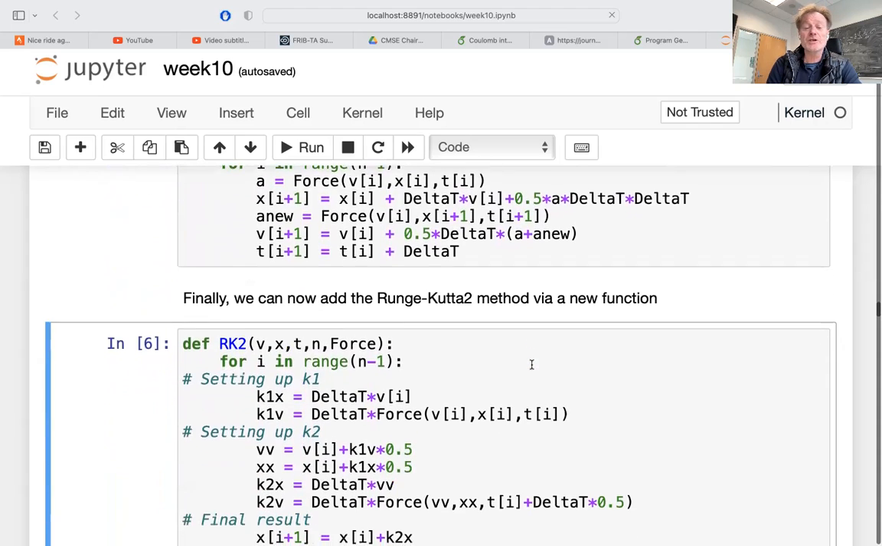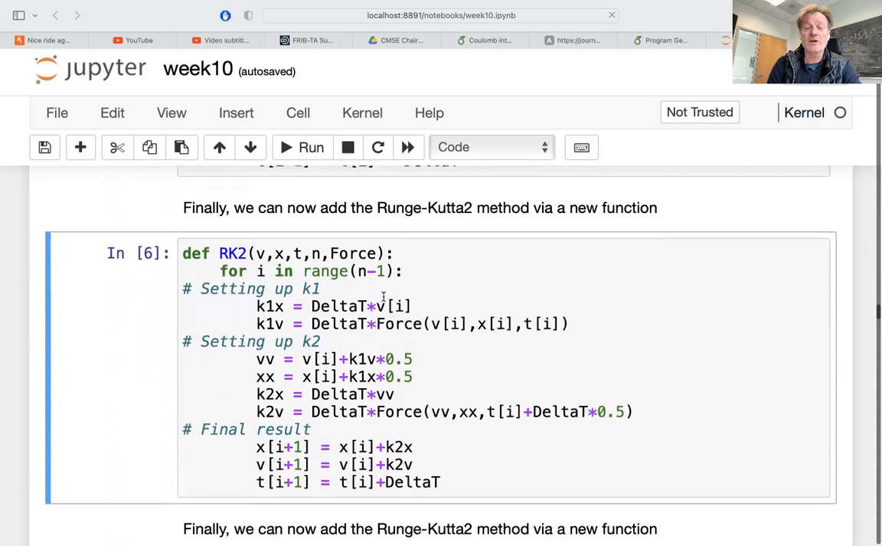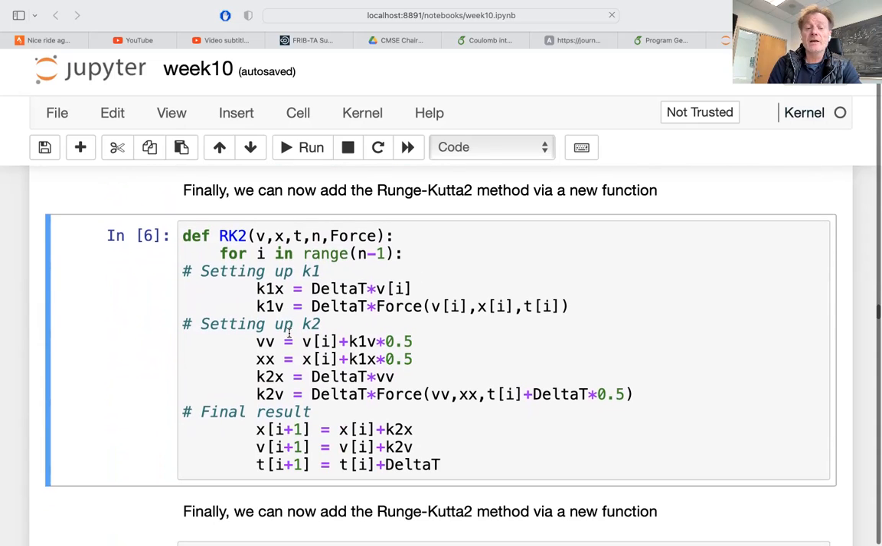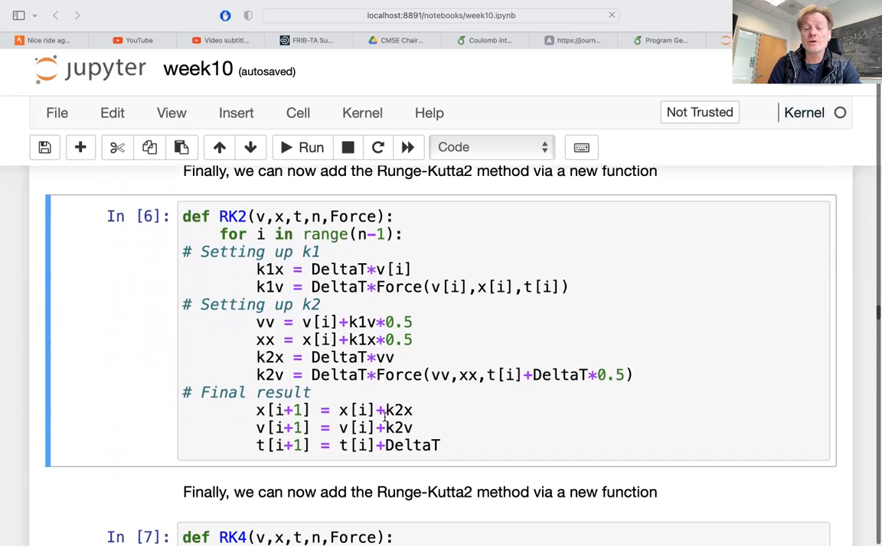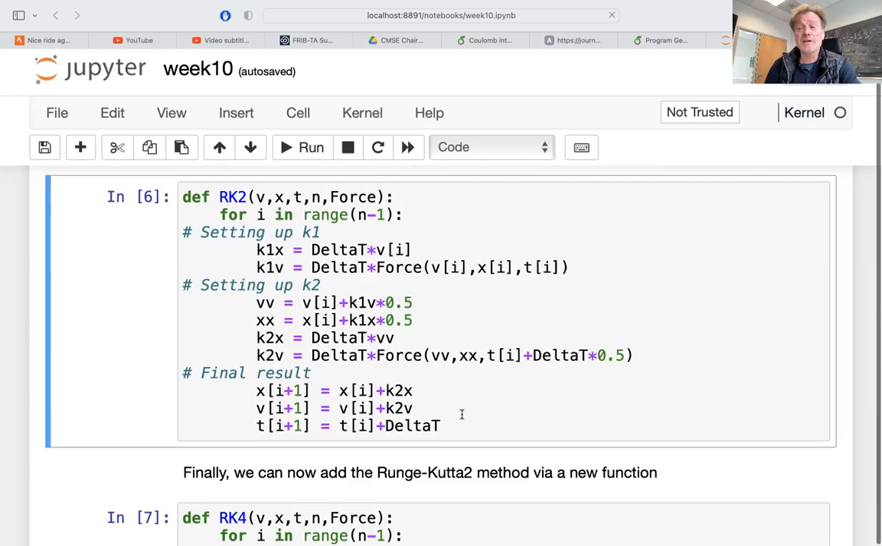Now, the next code here encodes the Runge-Kutta, the second order Runge-Kutta. And you can see now that it sets up a K1 term, which we discussed in the slides, for the x, for the position and for the velocity. And it updates velocities and positions at the midpoint. And then it calculates this K2. And then we have the final value, which is simply this K2 in the x direction and K2 in the velocity direction, since we have a second order differential equation, which we now have rewritten in terms of two first order coupled differential equations.